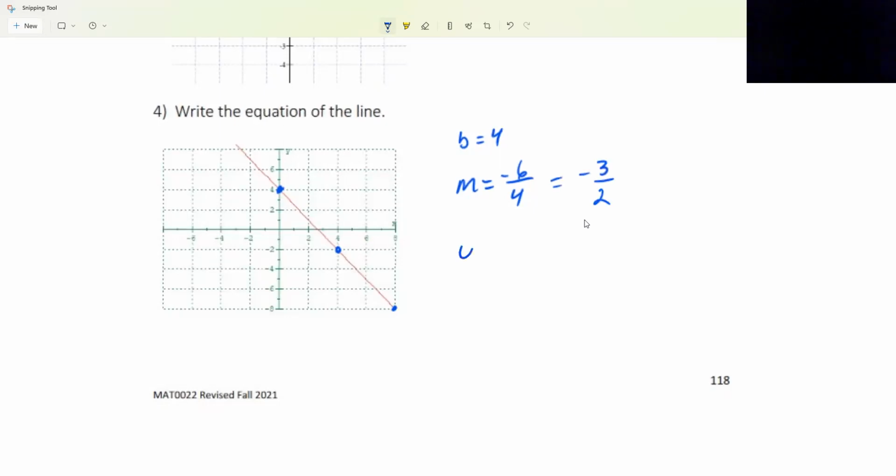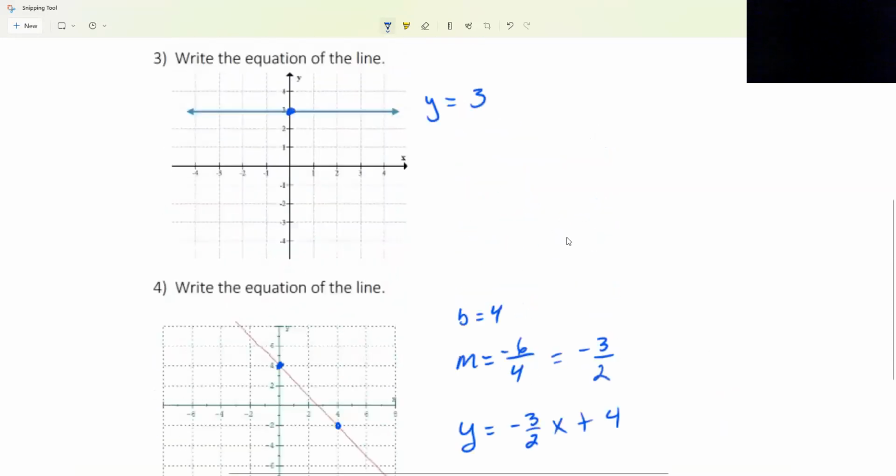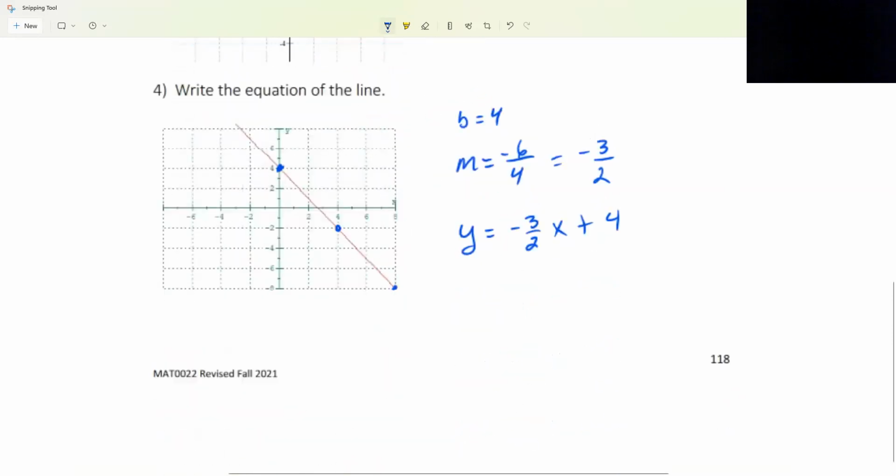So now you put it together. y is equal to, the slope is -3 halves, x plus 4. And you're done. That's not so bad. So that's pretty easy. So let's do the last page.